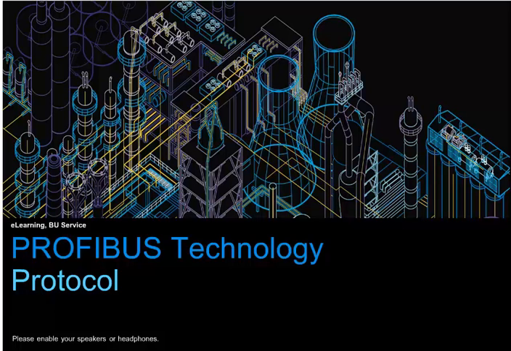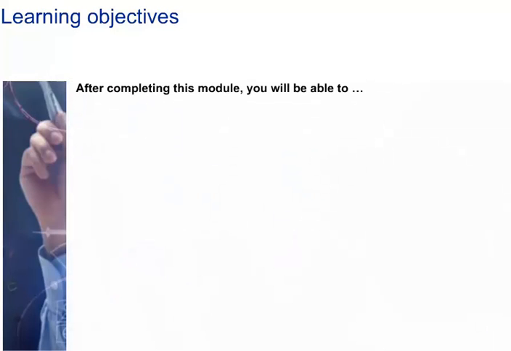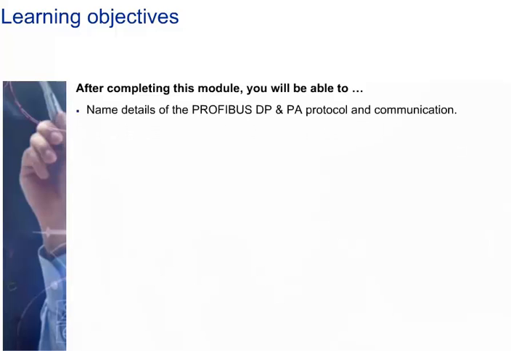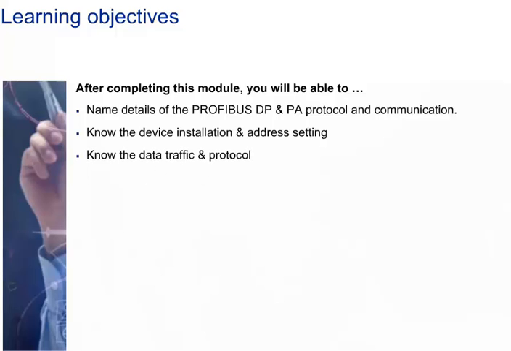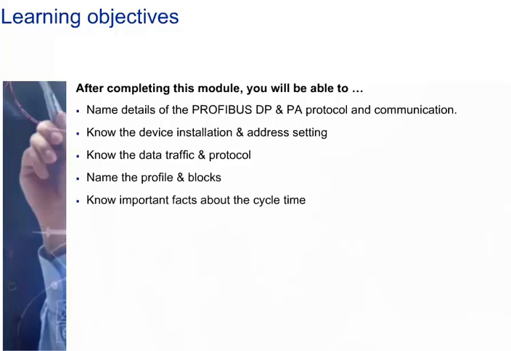This course module will familiarize you with the Profibus Protocol. After completing this module, you will be able to name the details of the Profibus DP and PA protocol and communication, know the device installation and address setting, know the data traffic and protocol, name the profile and blocks, and you will know important facts about the cycle time.